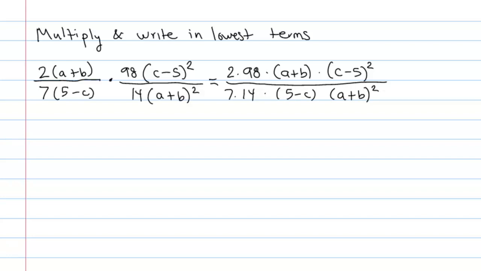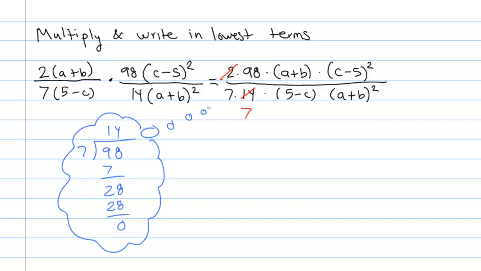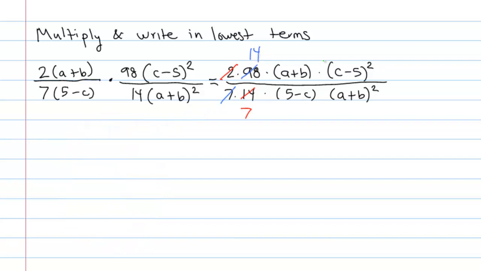Now the problem says to write it in lowest terms, so let's see if we can get any cancellations. For example, 2 goes into 14 7 times. Does 7 go into 98? Let me do a quick division. And so I see that 7 goes into 98 14 times. So I can cancel 7 into 98 14 times. A plus b goes into a plus b squared once, so it leaves me one of those.